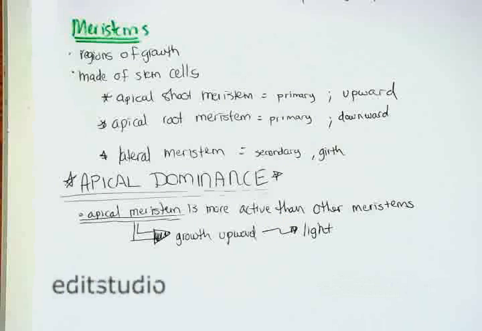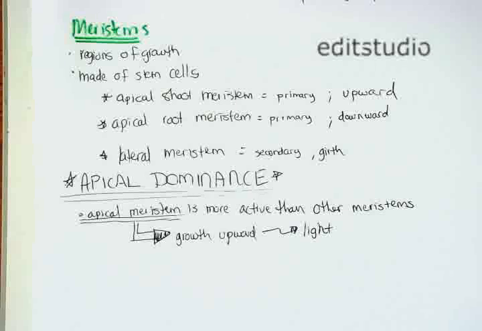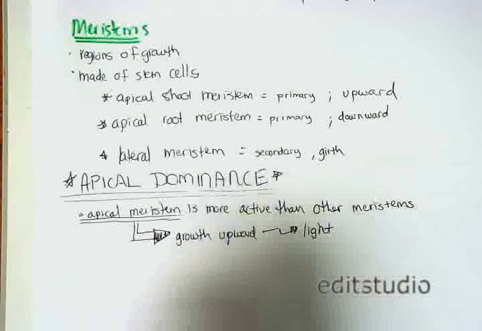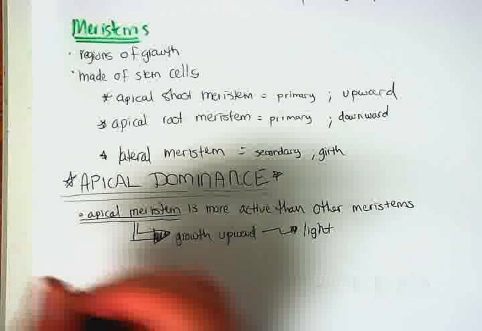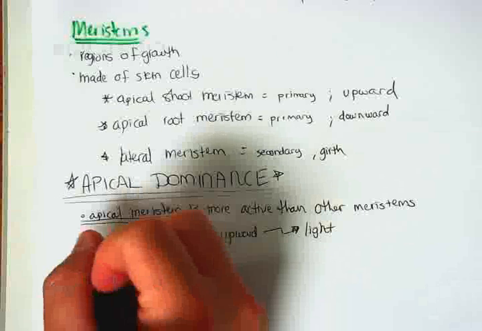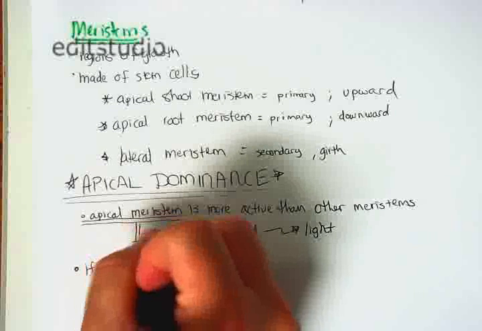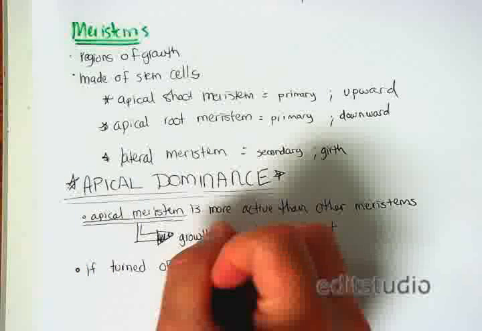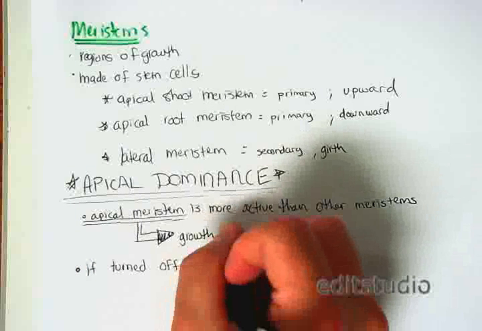Now, what if you remove those apical meristems? Those chemicals that cause cells to grow are not going to end up with that meristem because it's absent. They're not attracted to it because you cut it off. So you could actually switch this and turn this off. If it was turned off, that would basically mean that you had removed the apical bud.